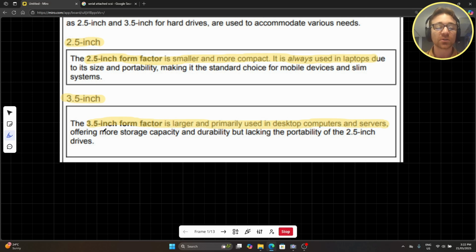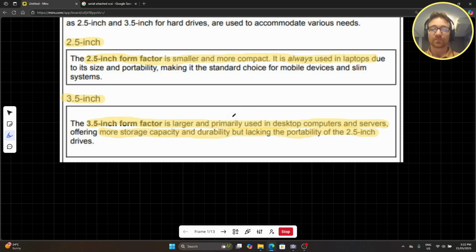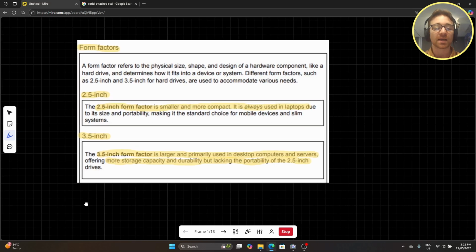Generally, they do offer more storage capacity and durability, but they lack the portability of these smaller 2.5 inch drives. So again, you have to toss that up. It's more than likely for your exam going to be as simple as, if it's a laptop, it's going to be 2.5 inch. If it's a desktop, it's probably going to be 3.5 inch, right? That's probably what you're going to be having a look at.